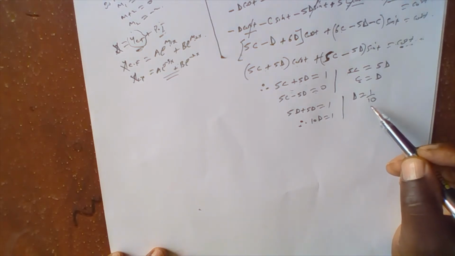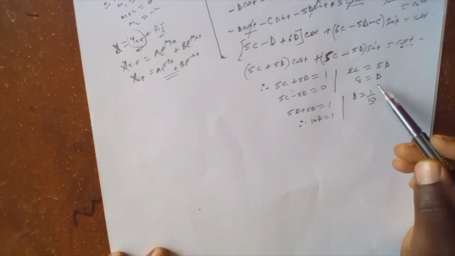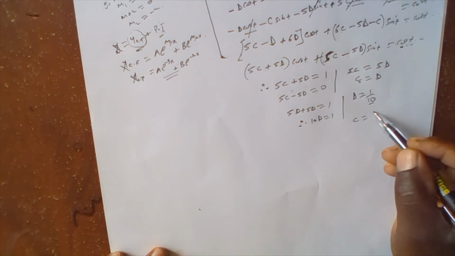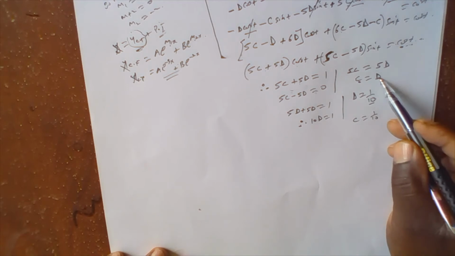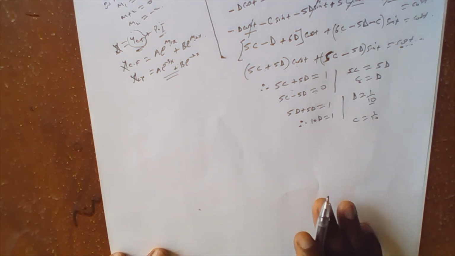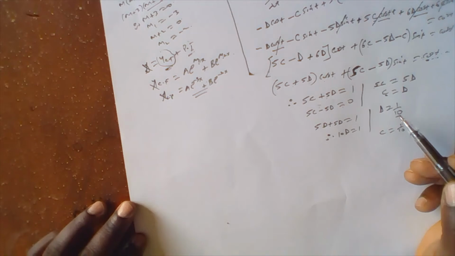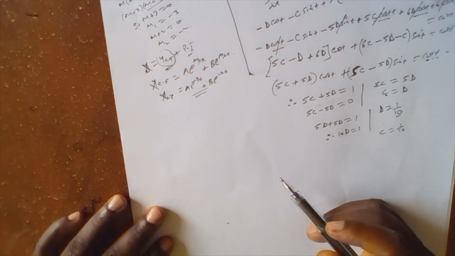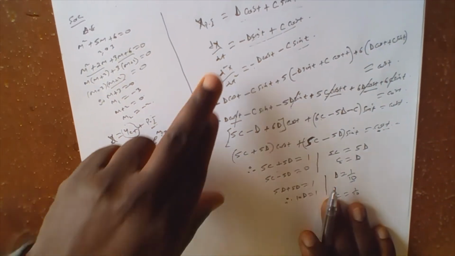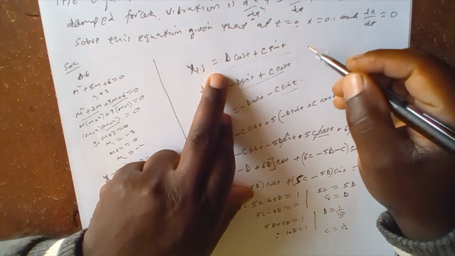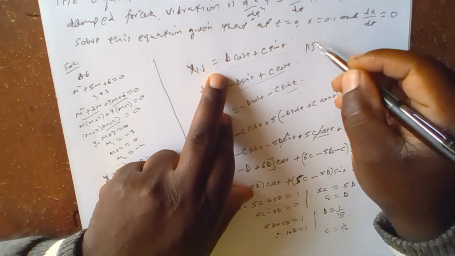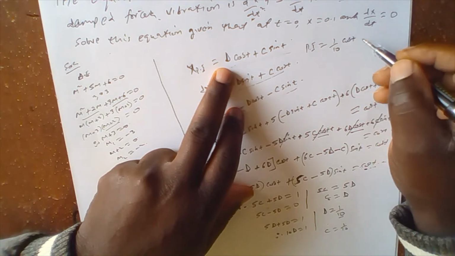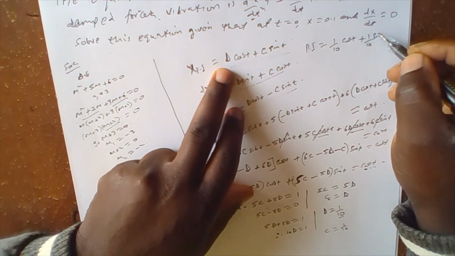Now after getting d equals 1 all over 10, what will be the value of c? c also equals 1 all over 10, because from here c equals d. So once we have the values of d and c, we now go back and substitute in our assumed particular integral. Remember, our particular integral is now 1 all over 10 cos t plus 1 all over 10 sine t.